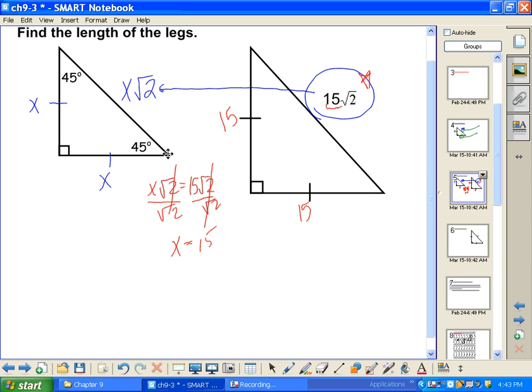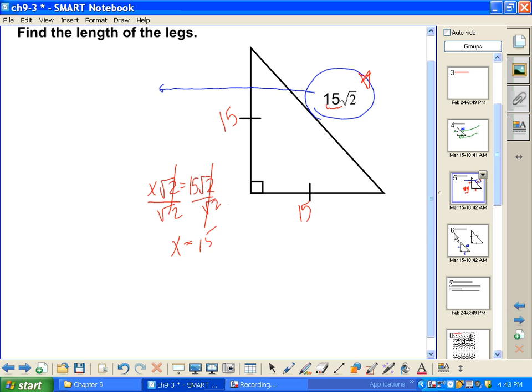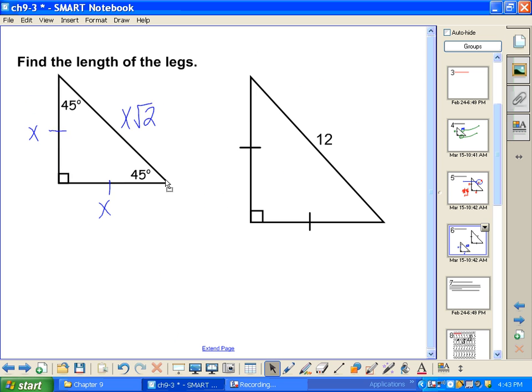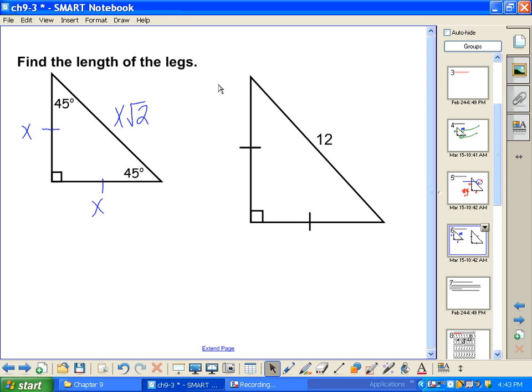Grab my formula triangle, take it along with us. So here we have it. We have our formula triangle, and we have our example. This time we're given that the hypotenuse is 12. So now I want to match up the hypotenuse of my example problem to the hypotenuse of my formula triangle. So I know that x radical 2 has to equal 12. They're in the same positions on the two triangles. So if I want to solve for x, I need to divide both sides by radical 2.